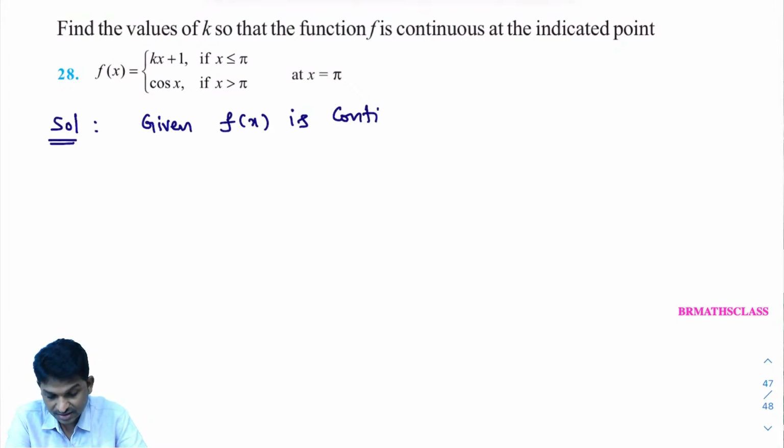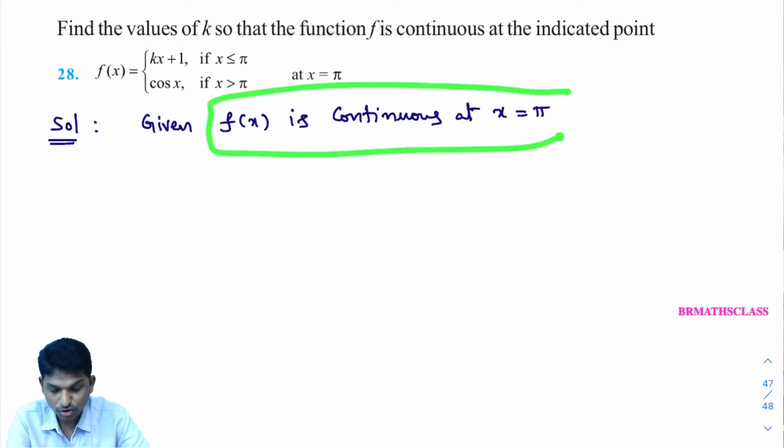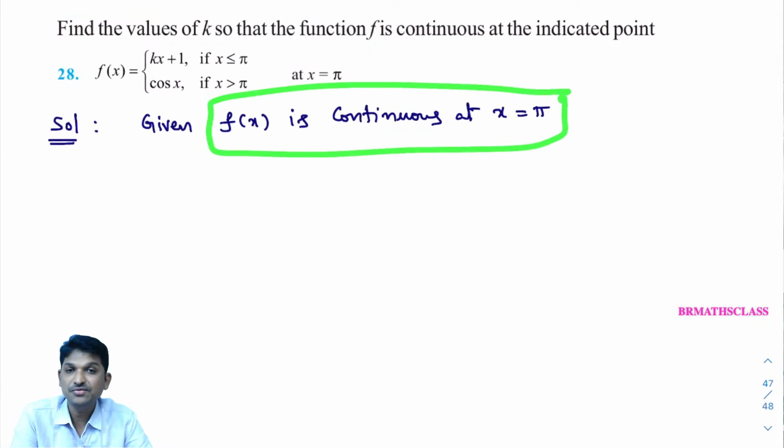Given f of x is continuous at x equal to pi. Given that f of x is continuous at x equal to pi. This information they have given. When we say f of x is continuous at x equal to pi, from the beginning of this chapter we are discussing.